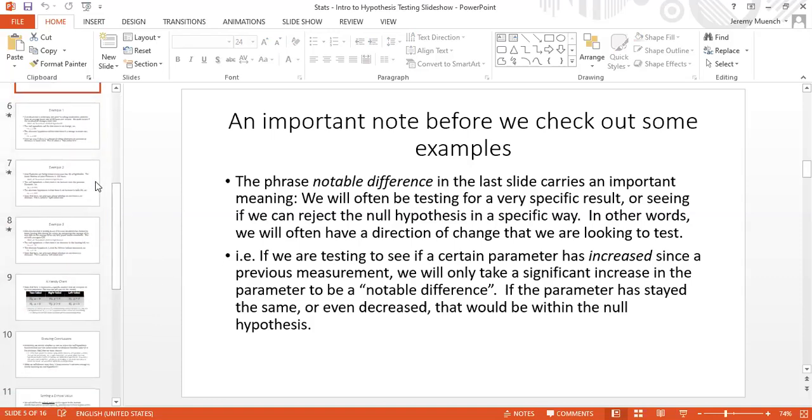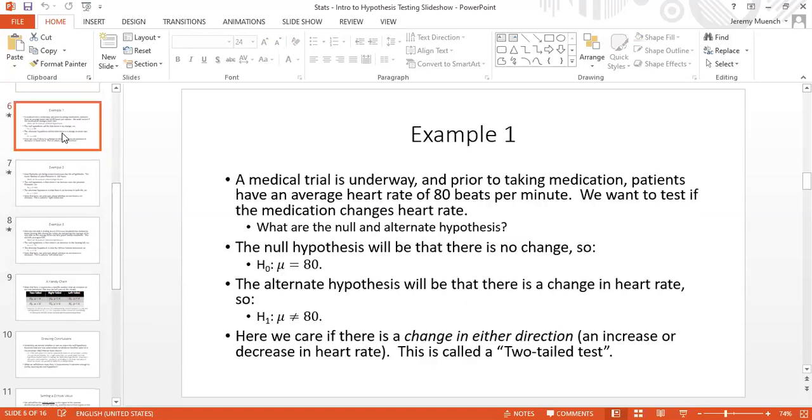Anyway, let's take a look at some examples of what we might set up in terms of how we test things. So here's an example. A medical trial is underway, and prior to medication, patients have an average heart rate of 80 beats per minute. We want to test if whatever medication we're working with changes heart rate.